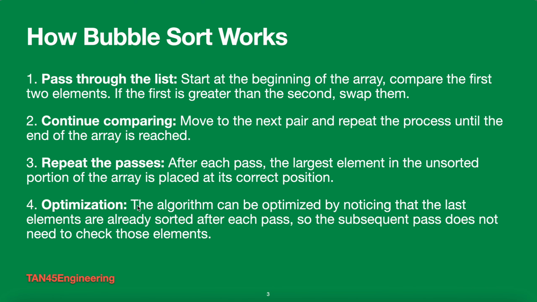Okay, now let's go to the fourth step, optimization. The algorithm can be optimized by noticing that the last elements are already sorted after each pass, so the subsequent pass does not need to check those elements.